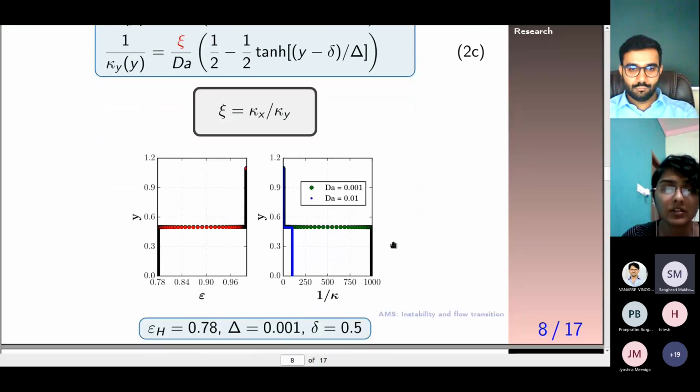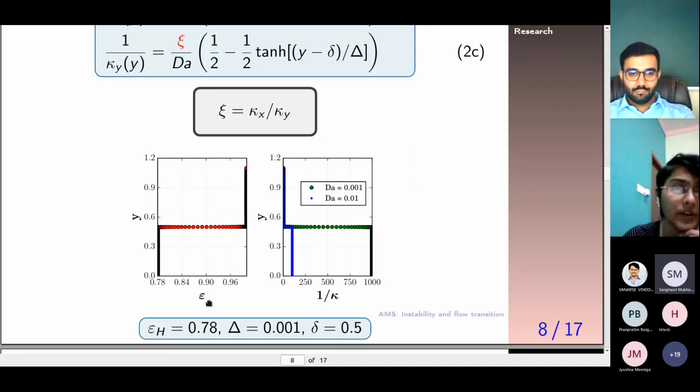So let us understand it using this pictorial representation itself. Here I have the cross-stream direction, which I call y, and I plotted the porosity, which is epsilon, as a function of y. Our thickness of the porous medium, the dimensionless thickness, we have taken to be 0.5. So from 0 to 0.5, inside the porous medium, we have a constant value of the porosity, which we have fixed here at 0.78.